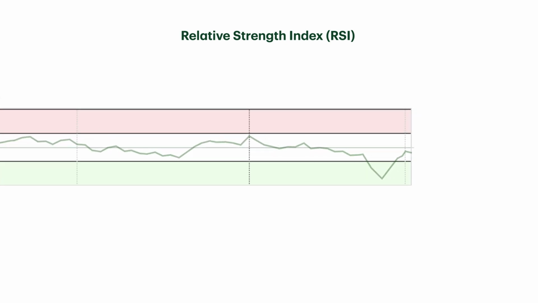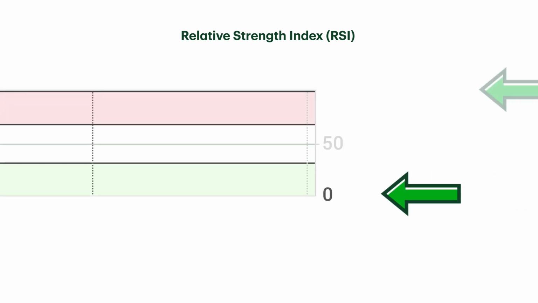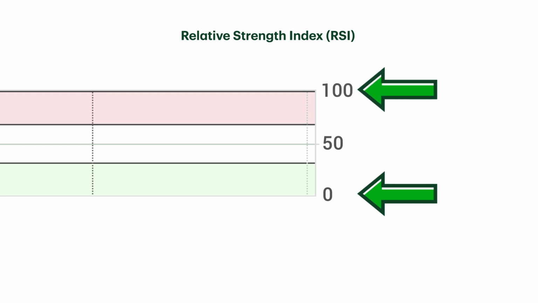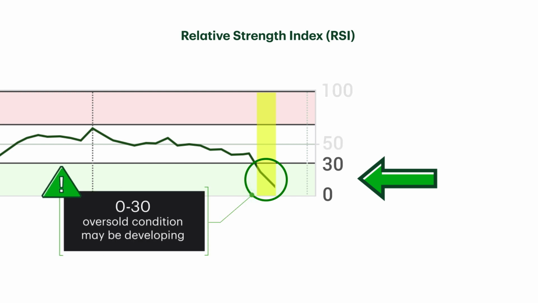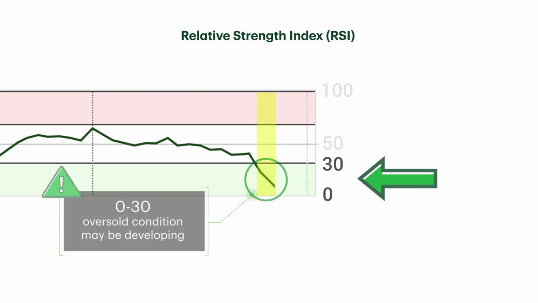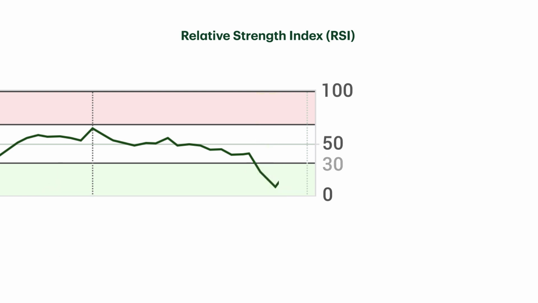The RSI chart consists of a range between 0 and 100 and a line oscillating within it that measures the stock's momentum based on its closing prices. When the line crosses below and into the 0 to 30 range, it's a warning sign that an oversold condition may be developing and that the stock may reverse direction and start trending up soon. This is not a buy signal yet. When the line crosses back up and above the 30 mark, that's when a buy signal is generated.